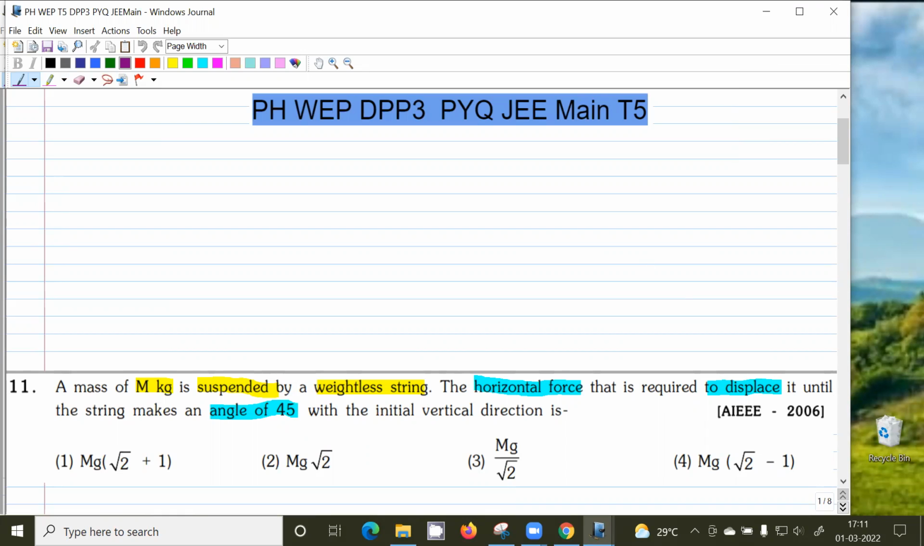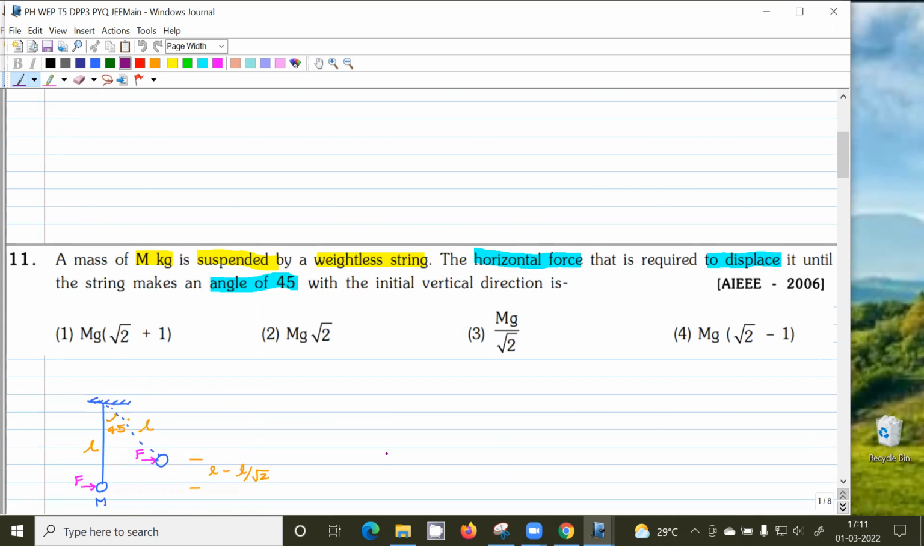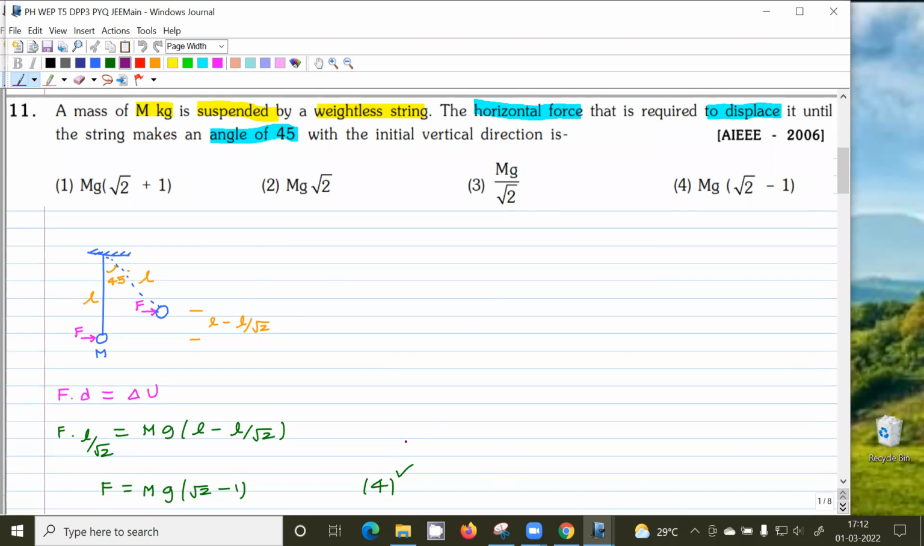mg into 1 minus root 2. Which option? Options are not there. 1 minus root 2, no. So the increase in gravitational potential energy is the work done. There is force into distance. Horizontal force, no. So we have to take the distance in the horizontal direction. So 1 plus root 2. Option 1, sir. Option 4.